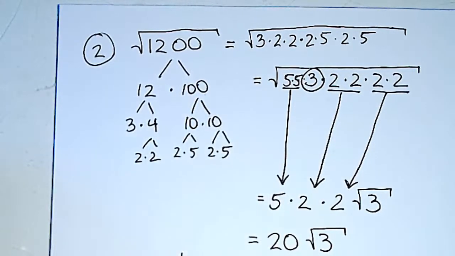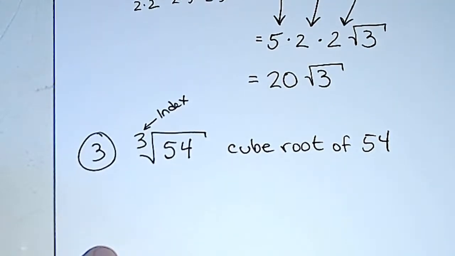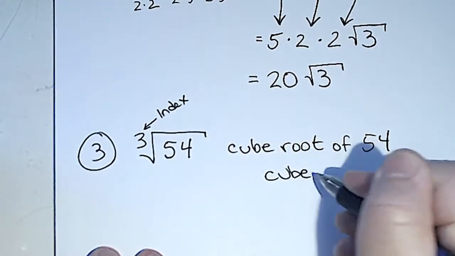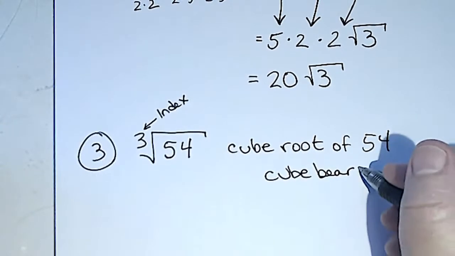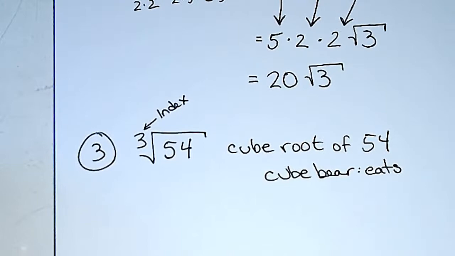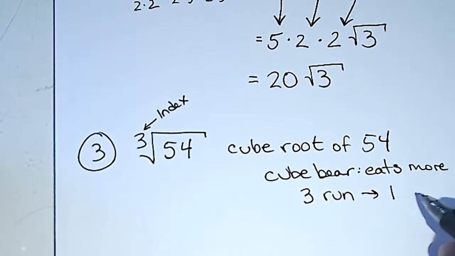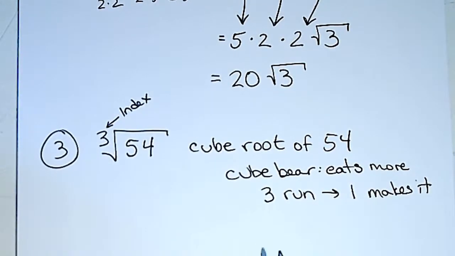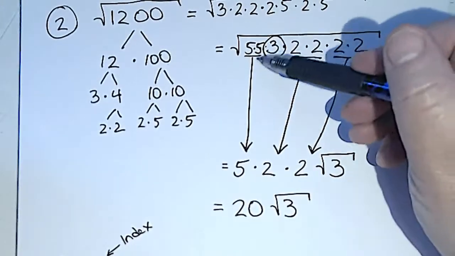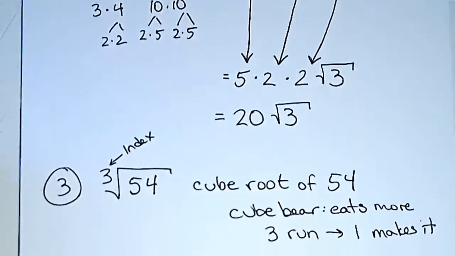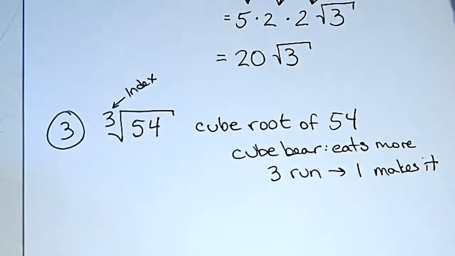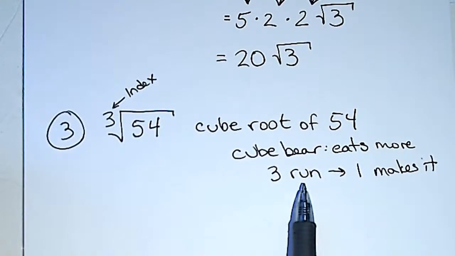But we're going to pretend that this bear, I'm going to need a cube bear. And the cube bear eats more. For a cube bear, 3 run, 1 makes it. So remember with the square root, 2 numbers went running, and 1 makes it out. This one, we're going to need to run with 3. Whatever the index is, that's how many run.